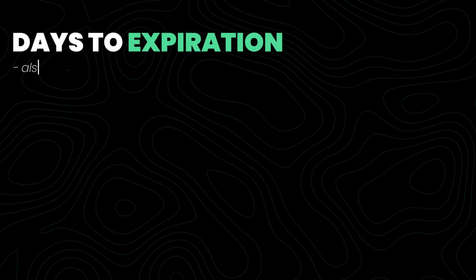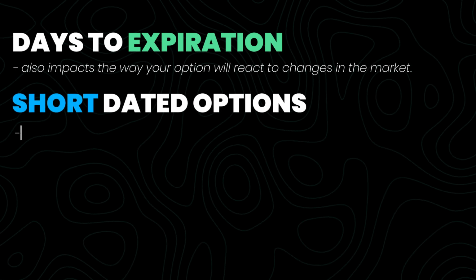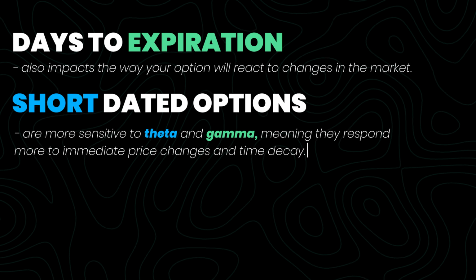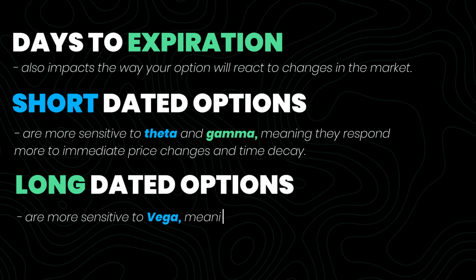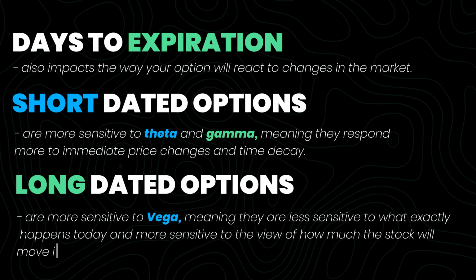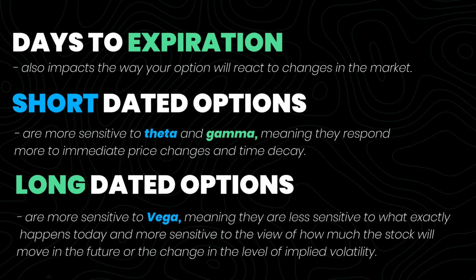Days to expiration also impacts the way your option will react to changes in the market. Short-dated options are more sensitive to theta and gamma, meaning they respond more to immediate price changes and time decay. Long-dated options, on the other hand, are more sensitive to Vega, meaning they are less sensitive to what exactly happens today and more sensitive to the view of how much the stock will move in the future, or the change in the level of implied volatility.